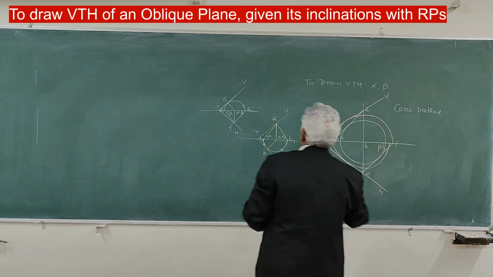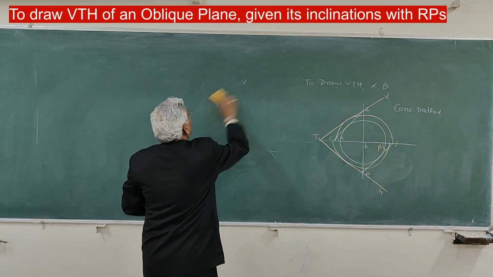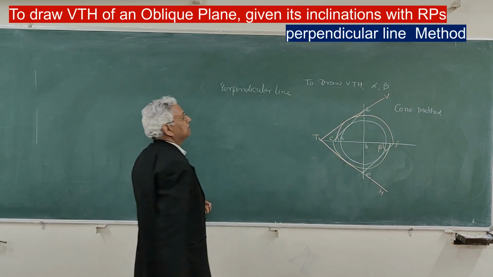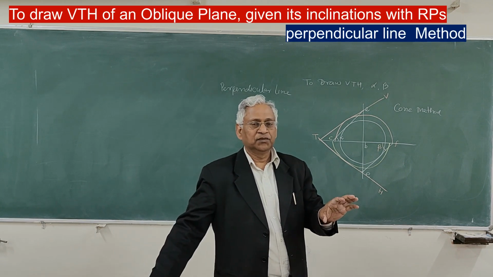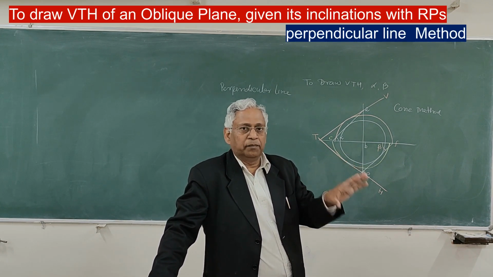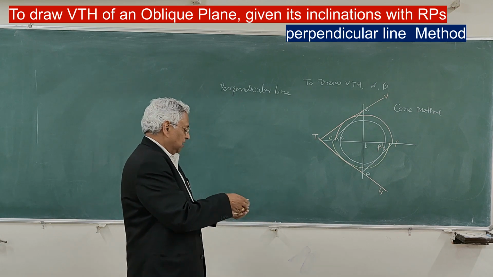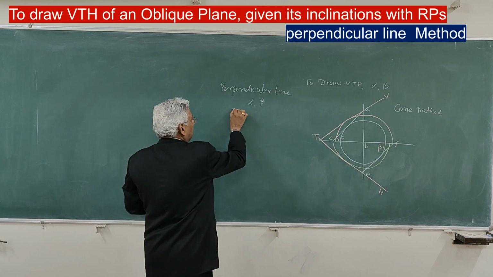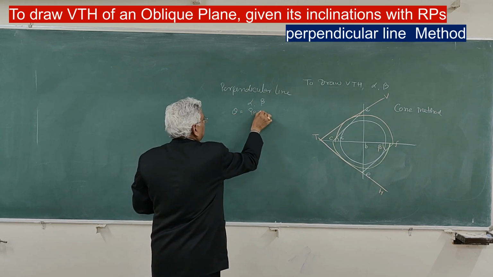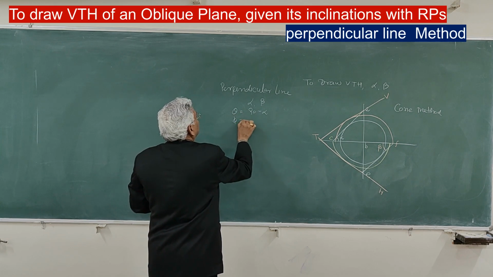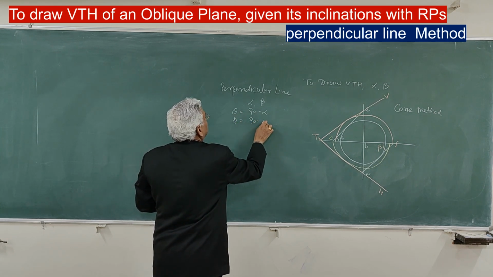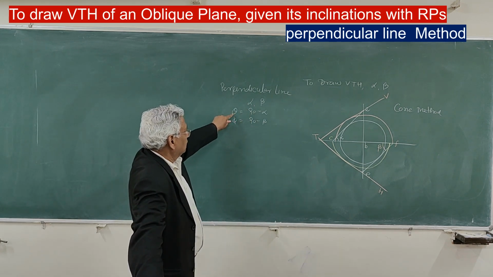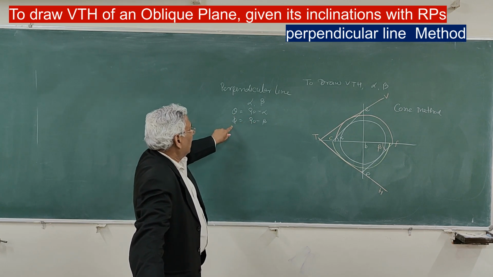There is another method of drawing these vertical trace and horizontal trace, that is called the perpendicular line method. Basically you consider a line which is perpendicular to this oblique plane. So if the oblique plane makes angles alpha and beta with the reference planes, the line will make angle theta, which is 90 minus alpha, and phi, which is 90 minus beta. Because the line is perpendicular to the oblique plane, the line will make angle theta with the horizontal plane, which is 90 minus alpha, and phi will be 90 minus beta.